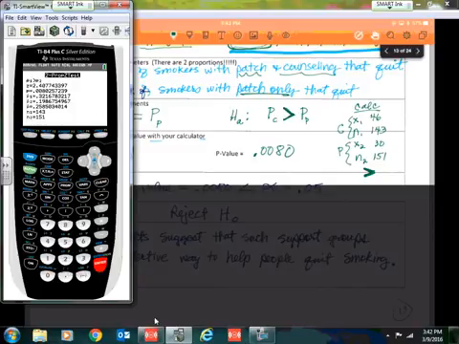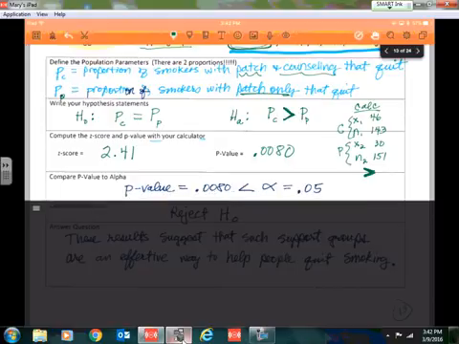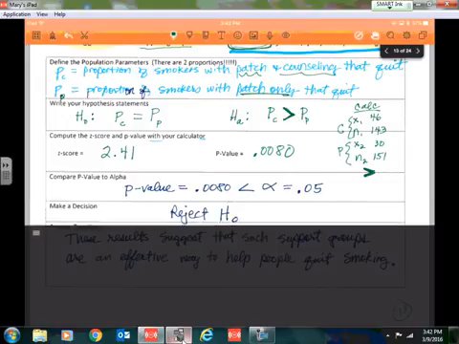Okay, so that is what you're going to use, and from that, then the rest is the same. So I have a p-value that is less than my alpha. Since the p-value is low, you're going to reject H0.